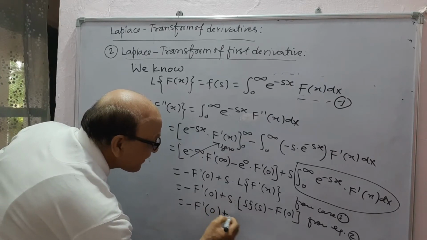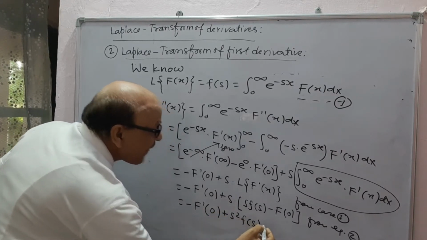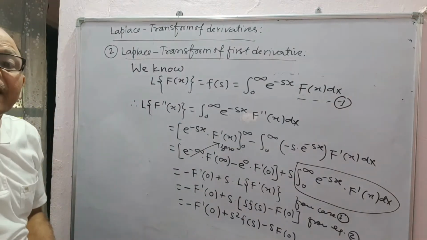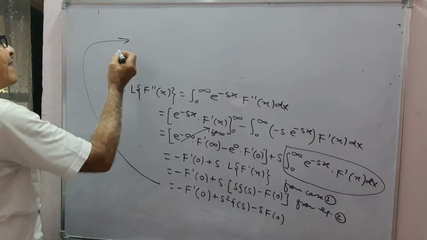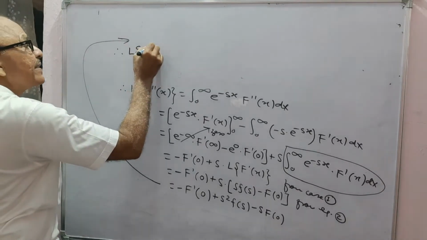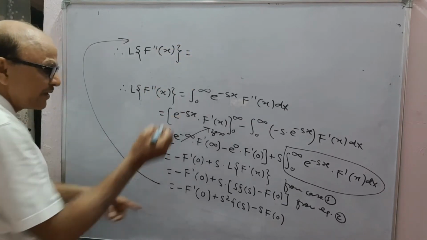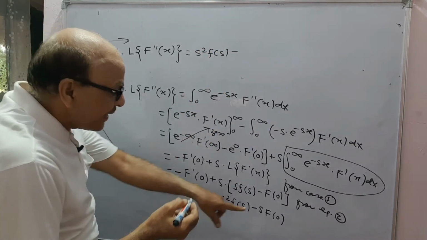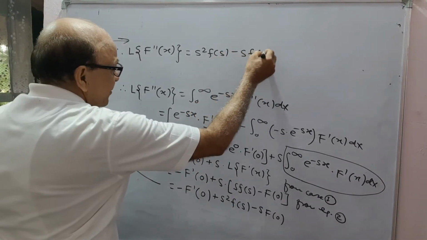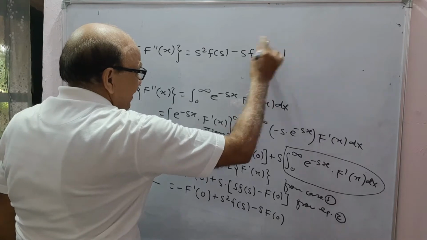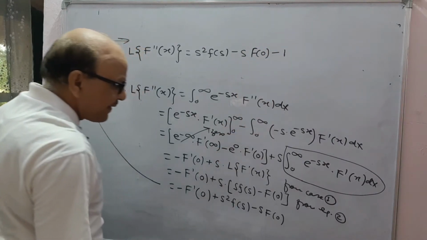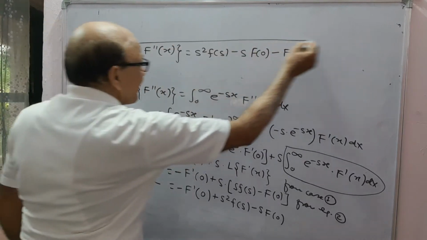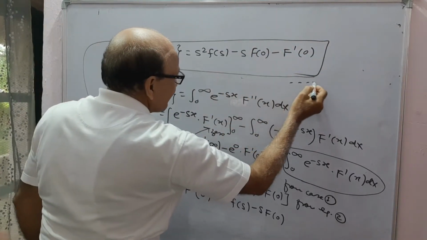S into s means s square fs minus s f0, or rearranging this, this can be written as: the Laplace transform of the second derivative is equal to s square fs minus s f0 minus f dash 0. This is equation 3.